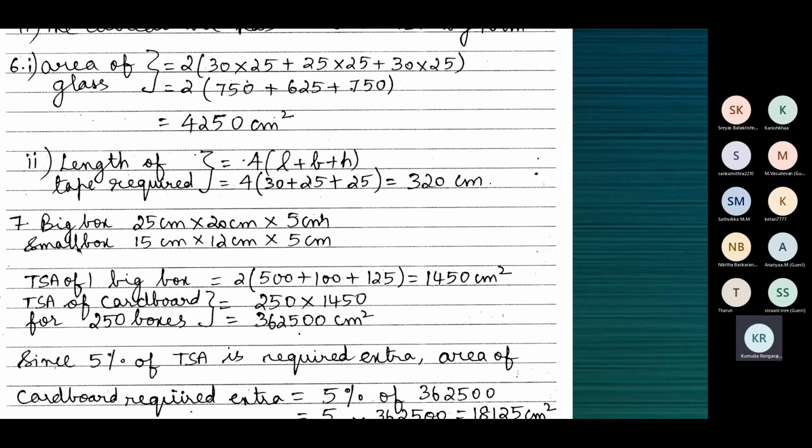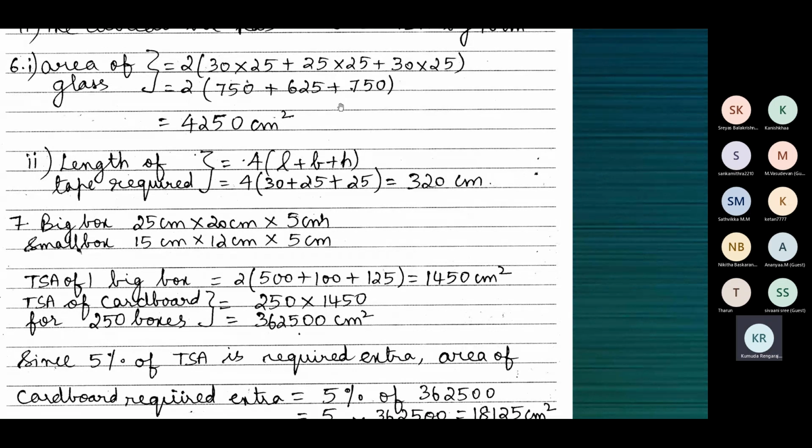It's a cuboid. So 2 of LB plus BH plus LH is the formula. I've not written the formula, I've substituted the values straight away. Area of glass is equal to 2 of LB plus BH plus LH, because glass is used all over. So that works out to 4,250 centimeters squared, because all the values are given in centimeters.